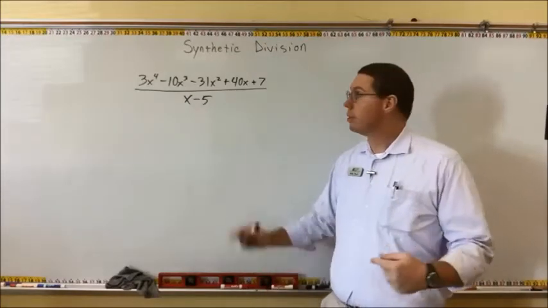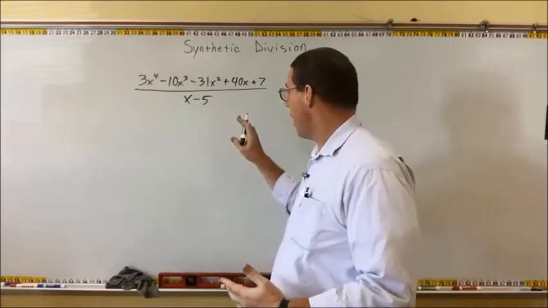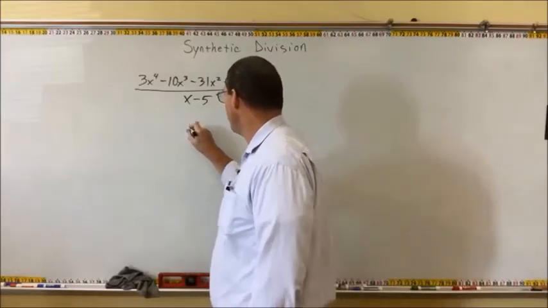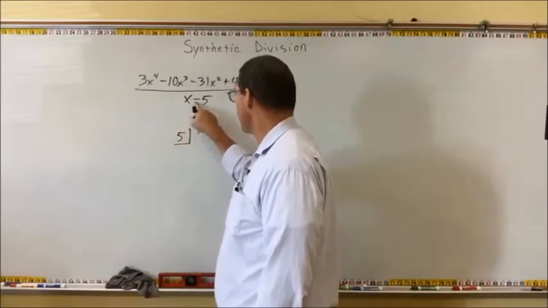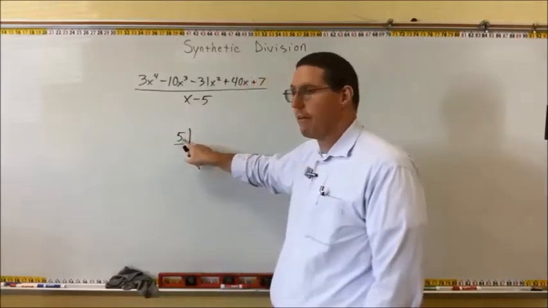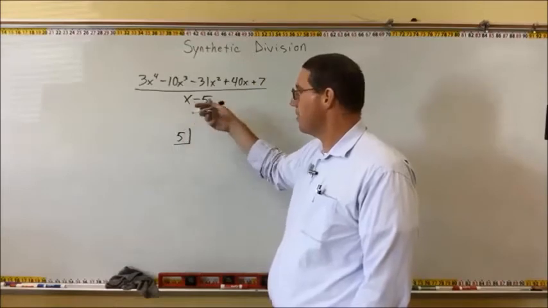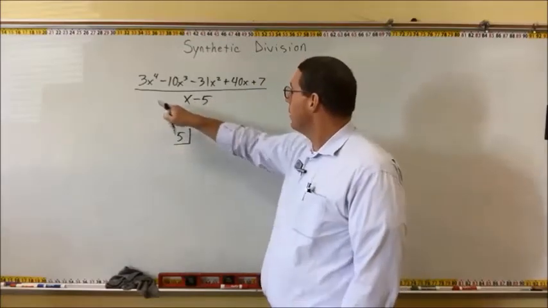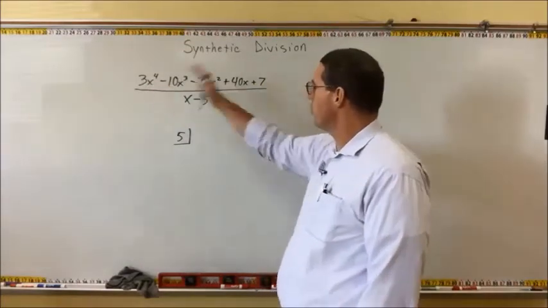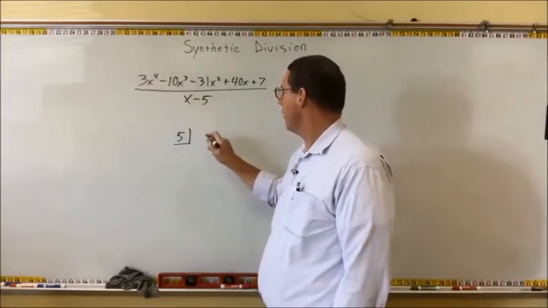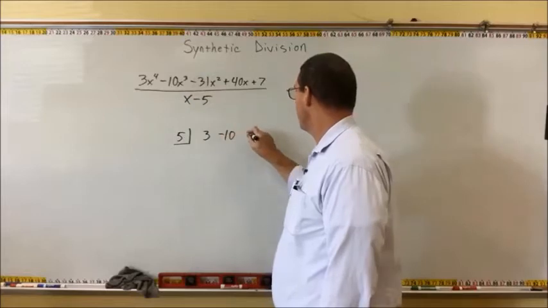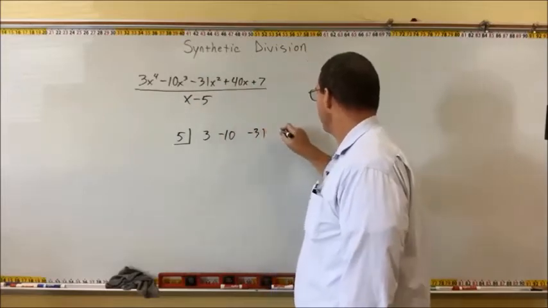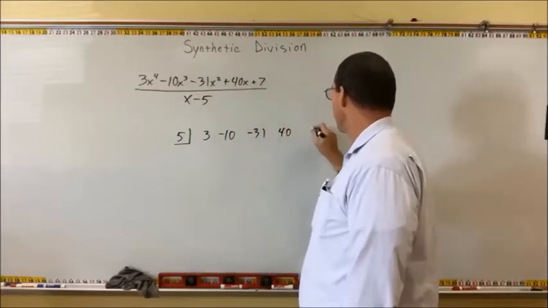Okay, so hopefully you had a chance to try this out. I hope you started off by doing a half box and putting a positive 5 in it, because this says minus 5, so this should be positive 5, because 5 minus 5 is equal to 0. My numbers across the top, just the numbers, ignoring the x's. I got a 3, a negative 10, a 3, a negative 10. I got a negative 31. I've got a positive 40, and then I've got a positive 7.